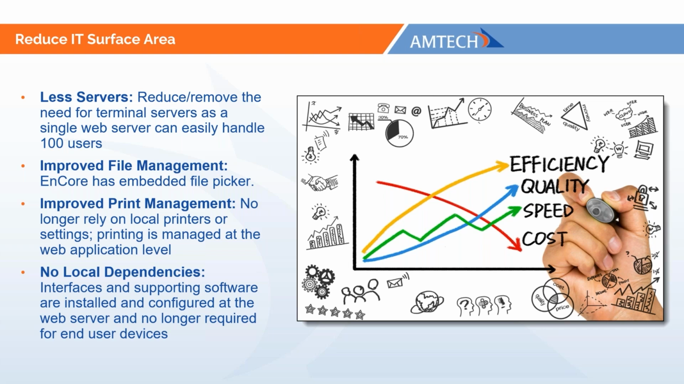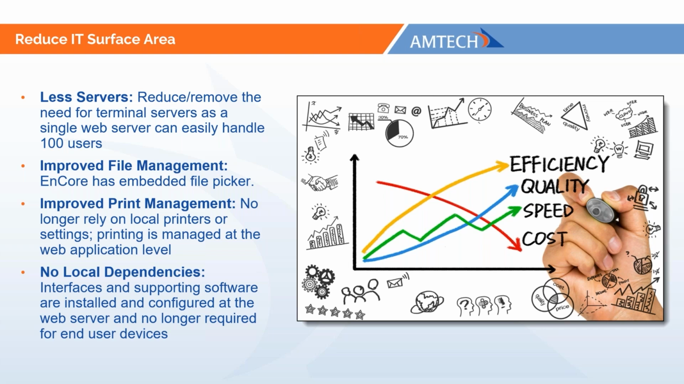The third piece of reducing your IT surface area is improved print management. Right now, with Imaginera, you often have to rely on local printer settings. With EnCore, your printing is managed at the web application level. So you don't have to have local printers. You can have those printers managed at the web server level.